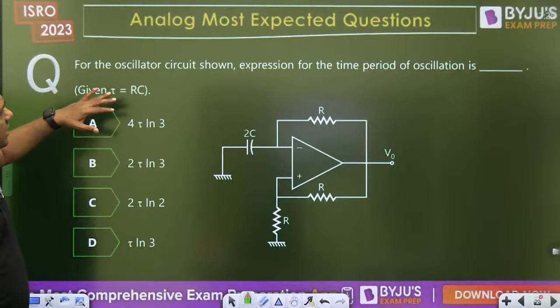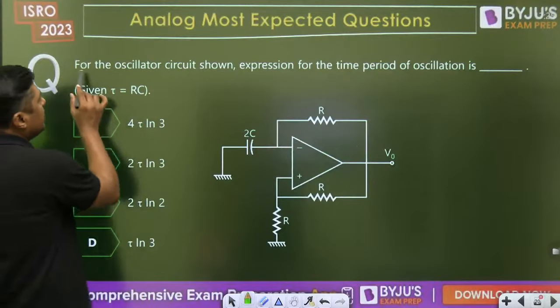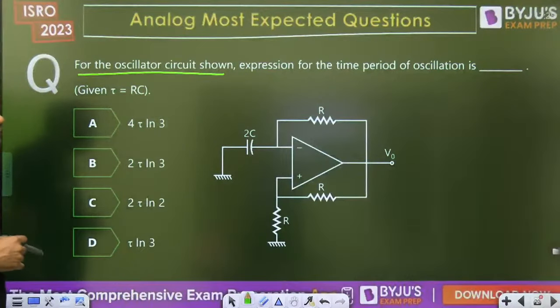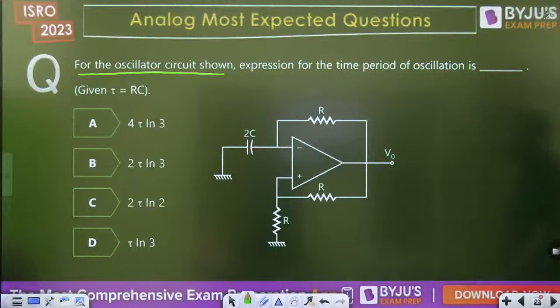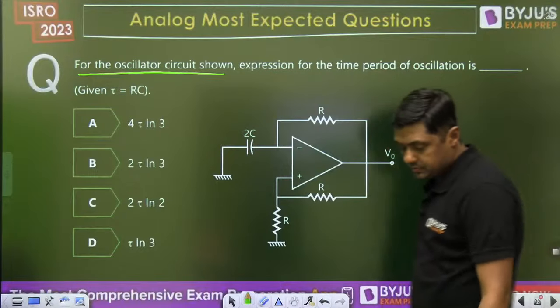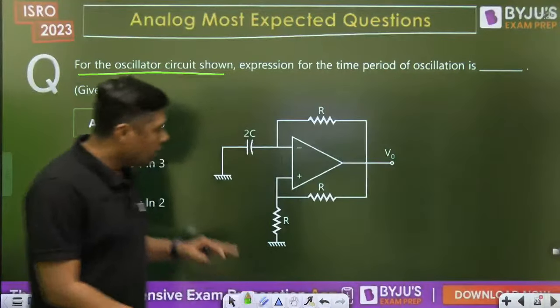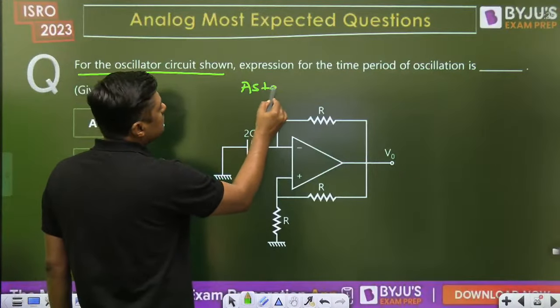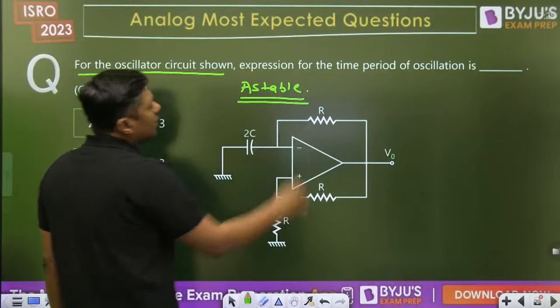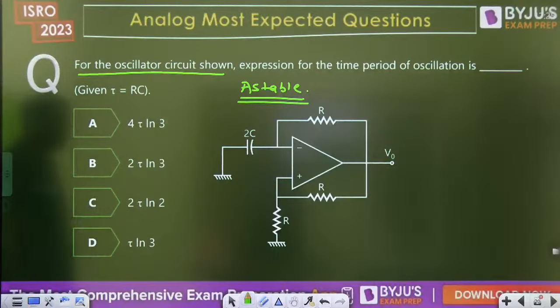Now, for the oscillator circuit shown, again it is an oscillator. A square wave generator is also called an oscillator. The expression for the time period of the oscillation. What is this? Tell me: astable, monostable or bistable multivibrator? What about this diagram? No guys, already I have solved one question on that. It is an example of an astable multivibrator. And this is nothing but a square wave generator. You are giving the answer A, the last question. What is the answer for this one?